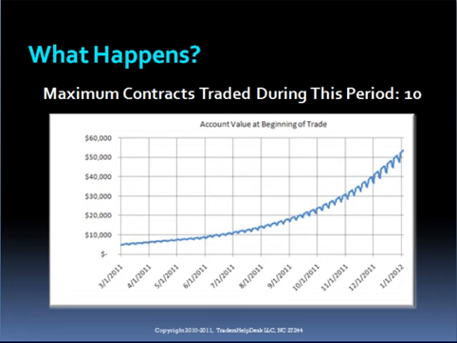As you can see, by July 1st, we have doubled our account, and by the end of the year, we are trading 10 contracts, and we have made a little over $50,000. Again, this is based on a 50% win-loss ratio.